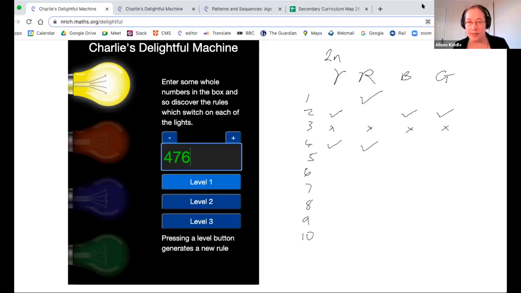Can I work out any of the other rules yet? I think I can work out the red one. Oh, lovely question there from Carly. What happens if you start at 0 and go down? Can we get negative numbers, Charlie?